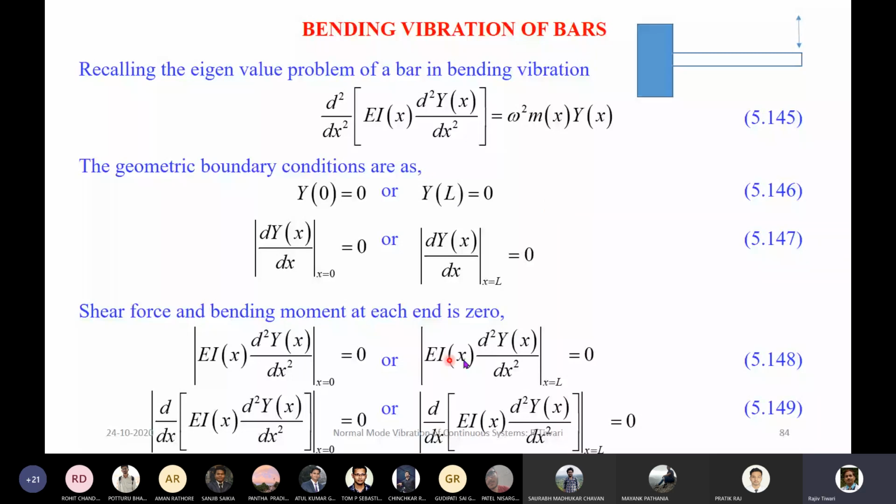So we have basically two kinds of boundary conditions. Some are geometrical in nature: one is the displacement and another is its slope. The other is the natural boundary condition, which is the bending moment or the shear force. So depending upon the boundary conditions, we will be choosing them. This equation and the associated boundary conditions constitute the eigenvalue problem.